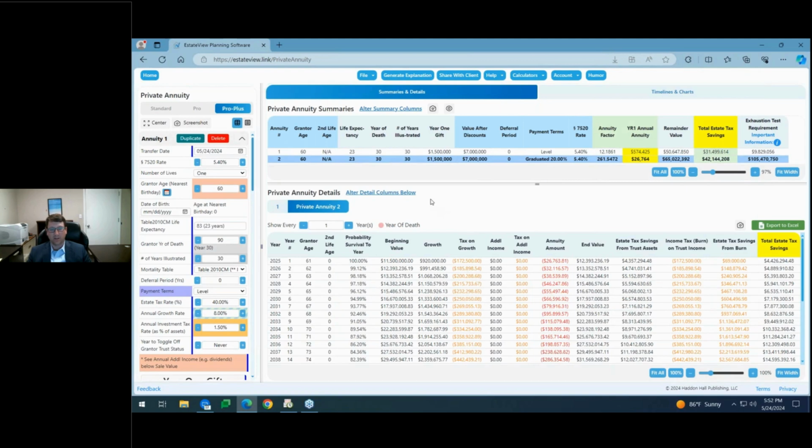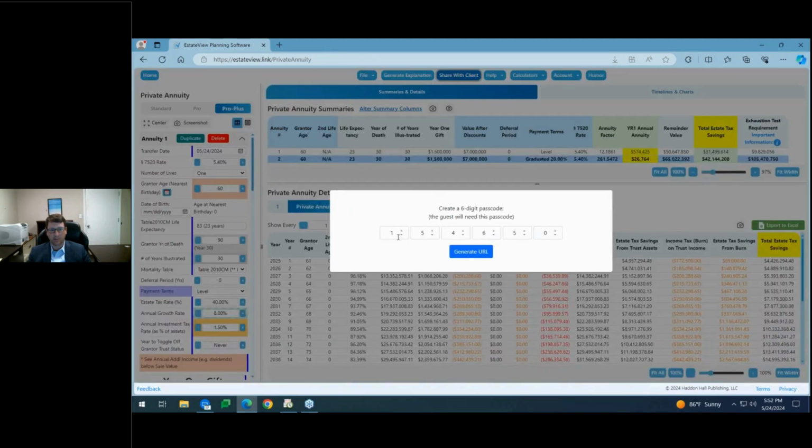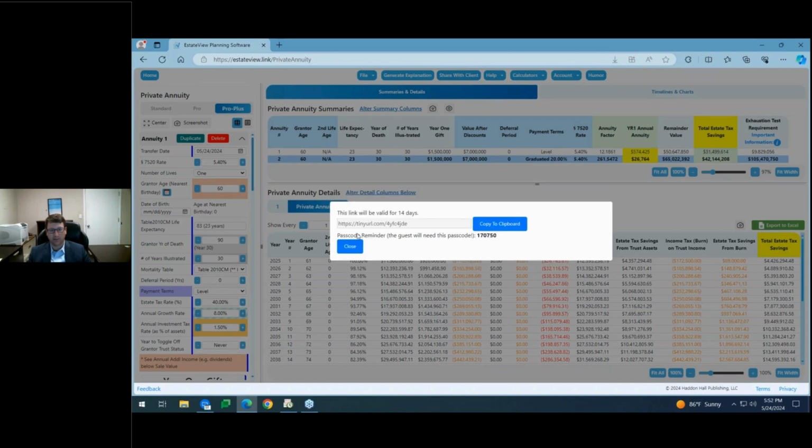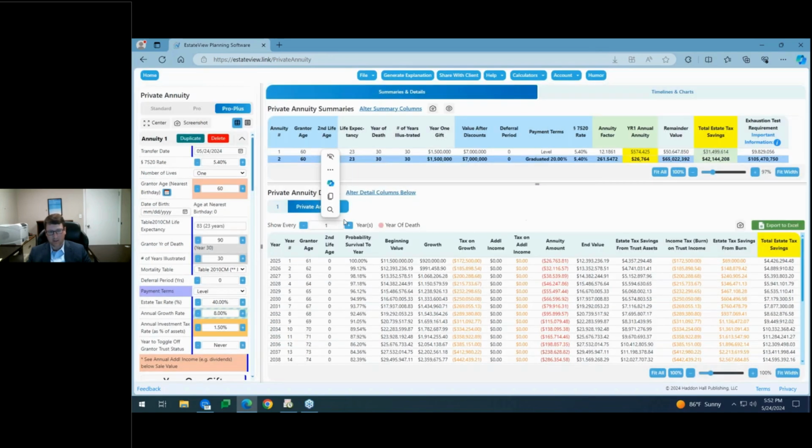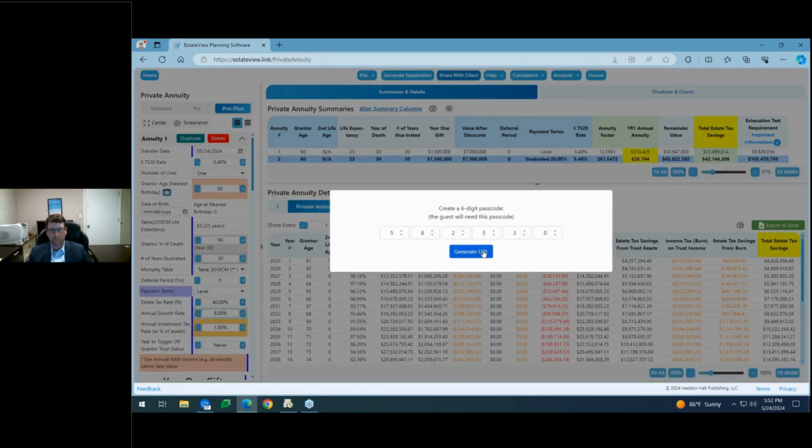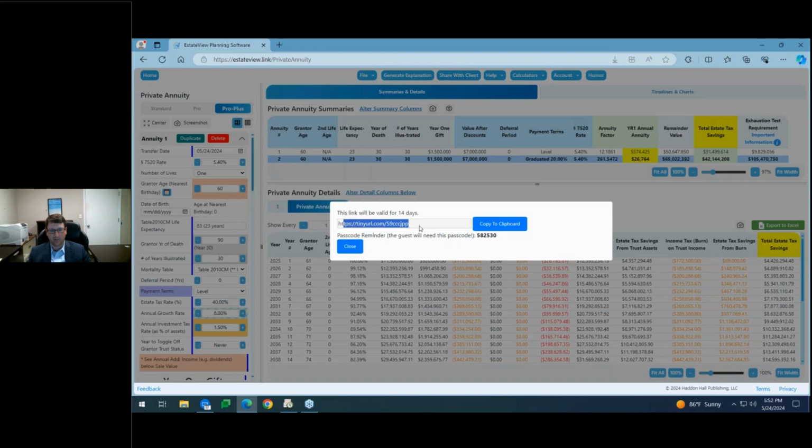We can also share this directly with the client by going to the Share with Client button at the top. You can create a passcode, whatever numbers you want to use for that. You can do that there. Generate a URL, copy that. Copy that to your clipboard by either highlighting it, right-clicking and copy, and then you can paste that into an email, or you can simply click Copy to Clipboard, and then it will be in your clipboard, so you can paste that into an email to send to the client.